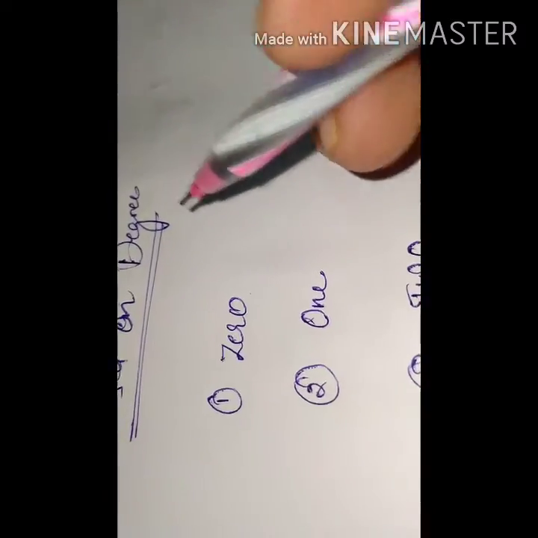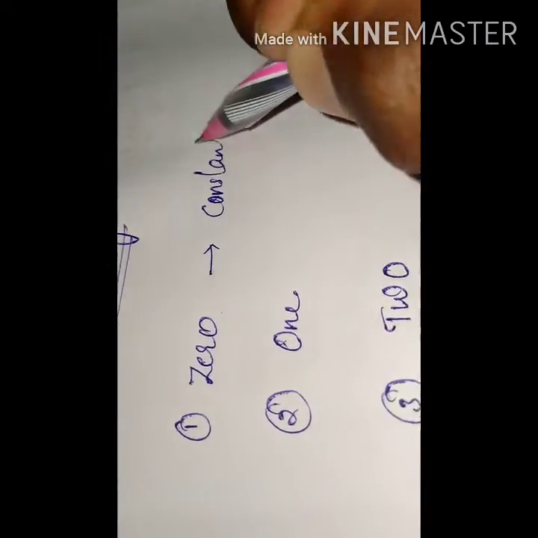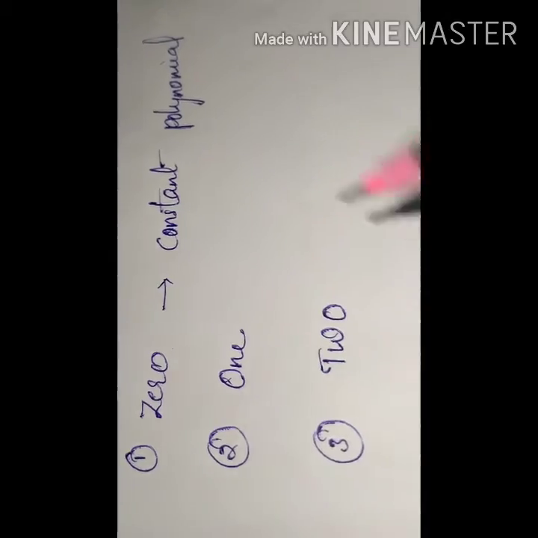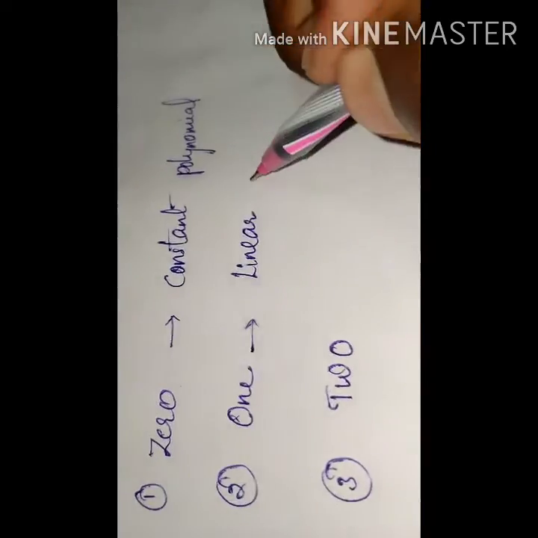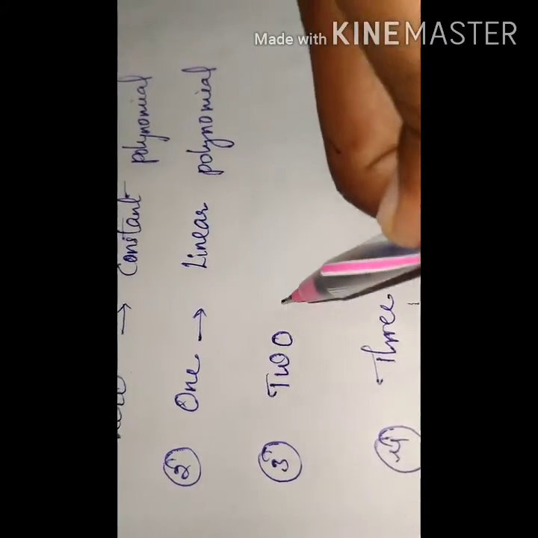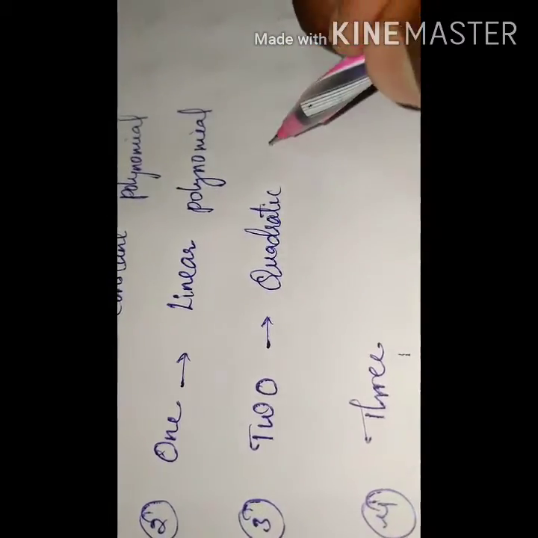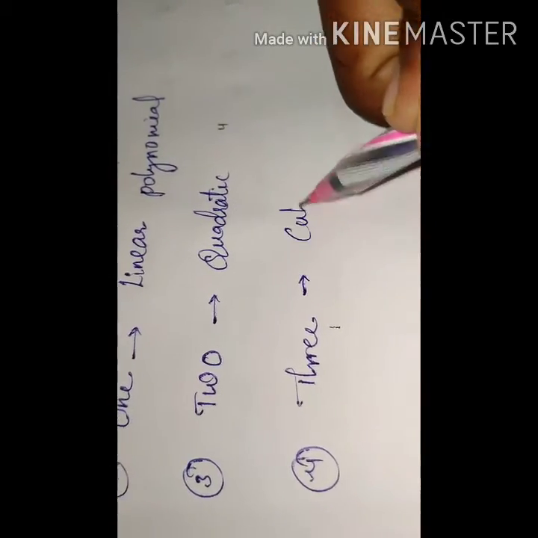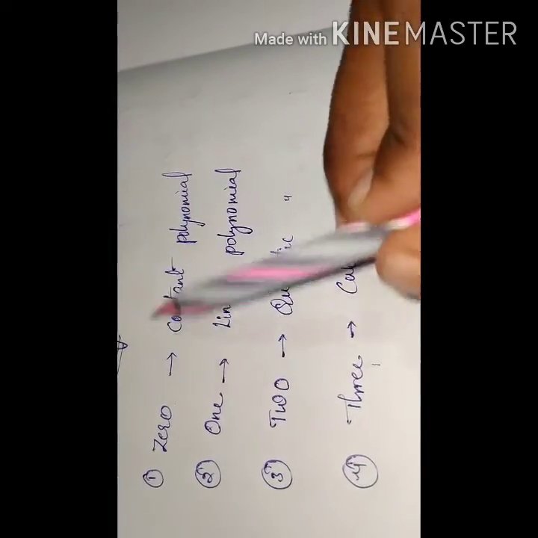See, if we find the degree is 0, then the polynomial is said to be a constant polynomial. Right? If the degree is 1, then the polynomial is considered a linear polynomial. If the degree is 2, then the polynomial is said to be a quadratic polynomial. And if the degree is 3, then the polynomial is considered a cubic polynomial. Right? Understood?